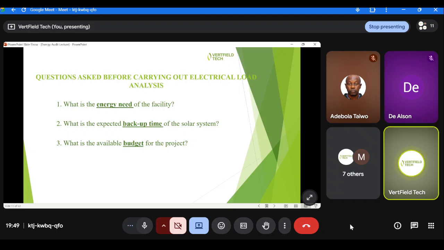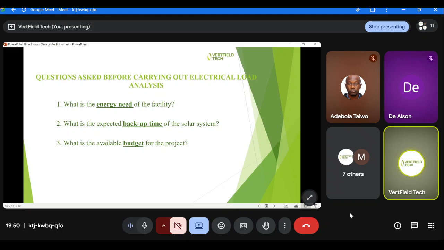So when we talk about electrical load analysis and the questions to be asked, assuming Mr. Taiwo is our client for tonight, and he has invited us because he knows our professionalism in the field. He has asked us to come and run a solar system for him in his facility. On getting there, the very first question we're to ask our client, Mr. Taiwo, would be, what is his energy need?